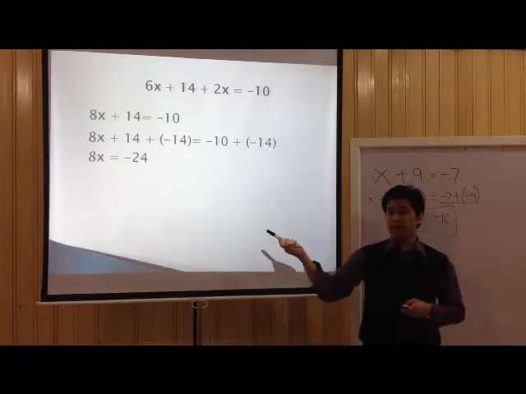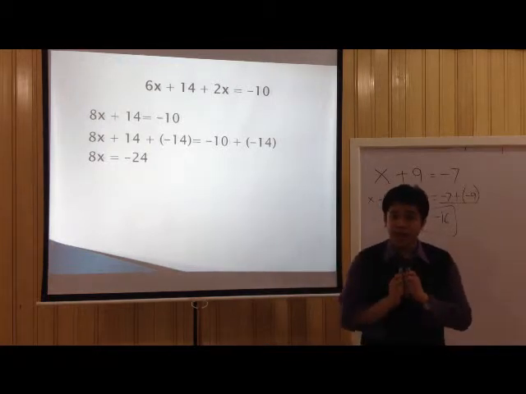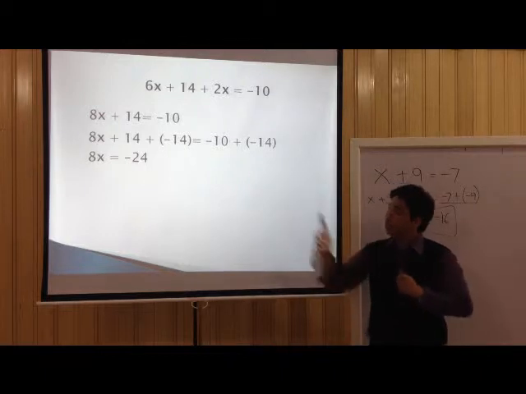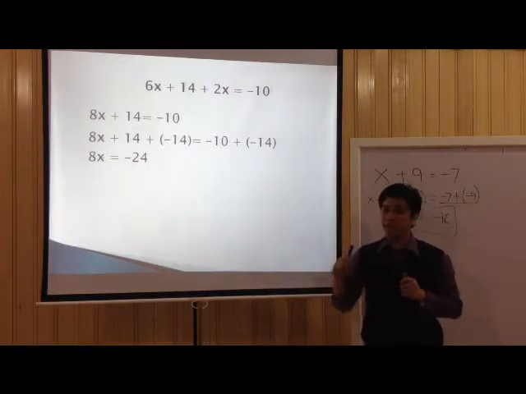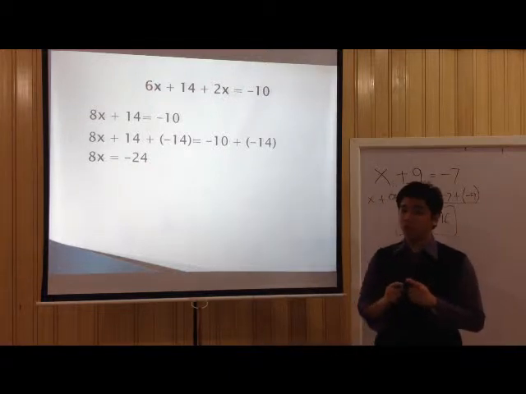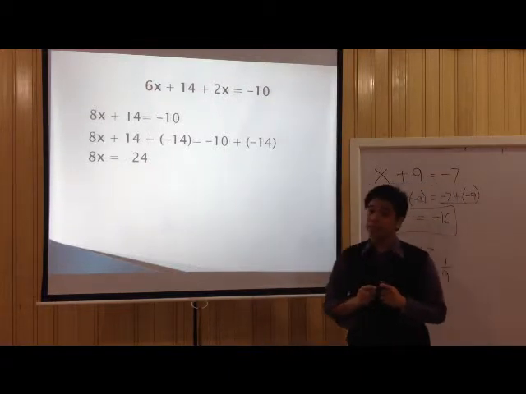Now, is that the final answer? Not yet. Again, we have to make sure that the variable is alone on one side of the equation. The problem is we still have 8 there. So how do we get rid of that 8? This time, we apply the multiplication property of equality, or the MPE.